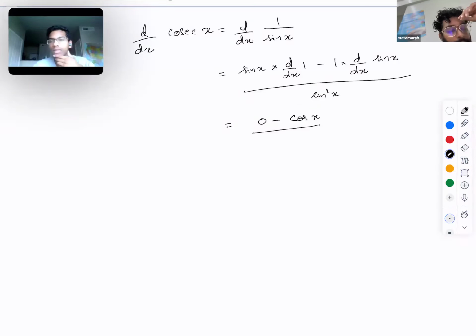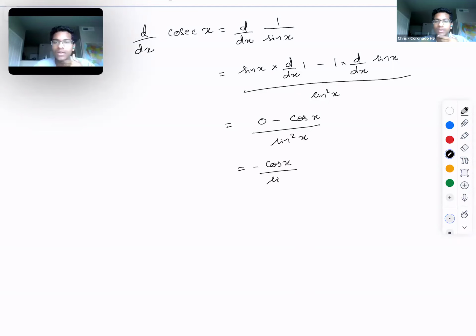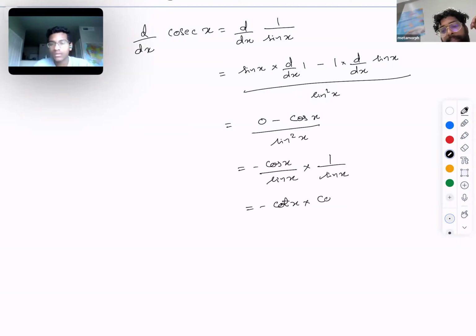Then divided from here will be sin x squared, so it'll be minus cos x divided by sin x times 1 by sin x. Perfect. That gives you minus cot x into cosec x. You can directly start using these.